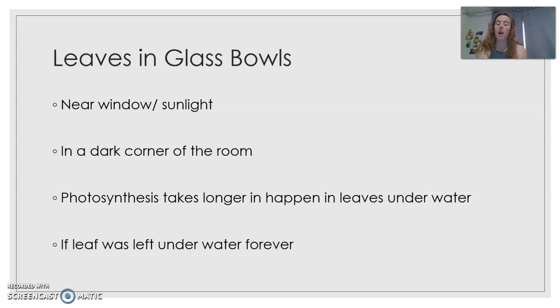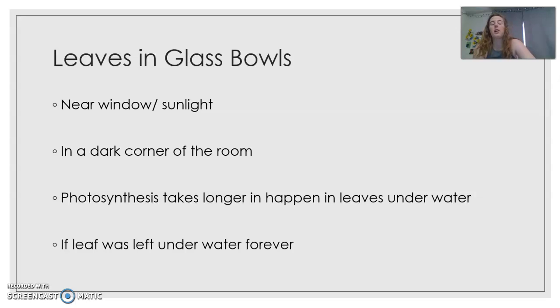Photosynthesis takes a lot longer to happen when leaves are underwater. So what happens first is that the light and the sunlight from outside hits the bowl, warms up the bowl and the water inside, and then that warm water gets to the leaf. The warm water gives the leaf energy and it gives it its ability to go through photosynthesis.